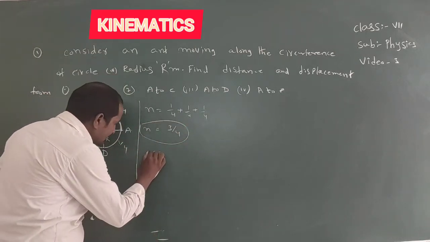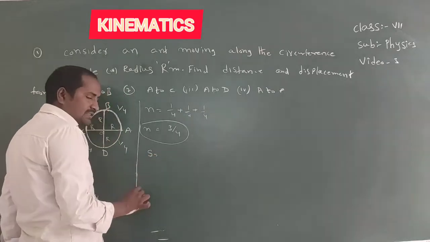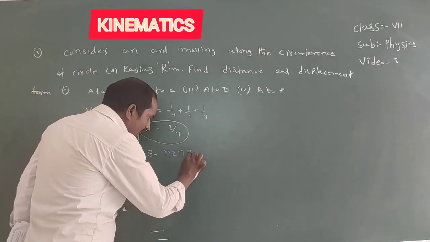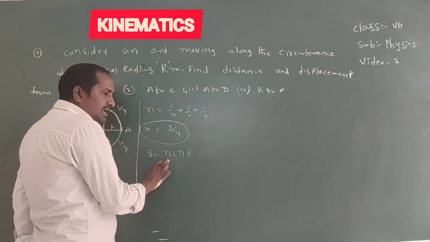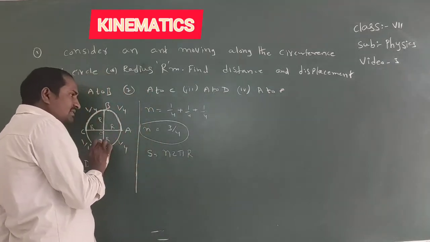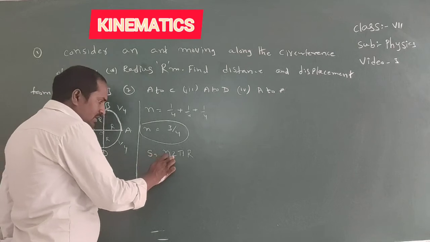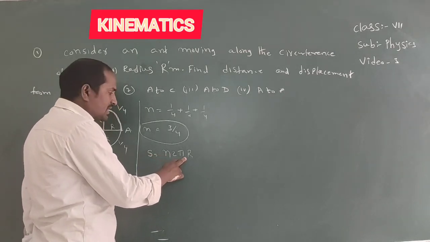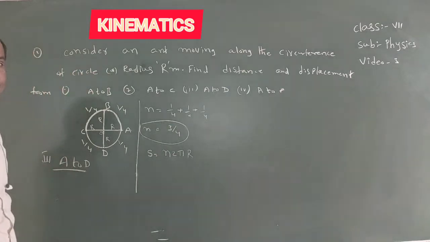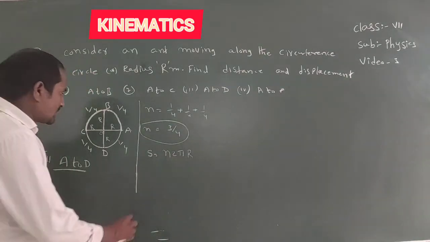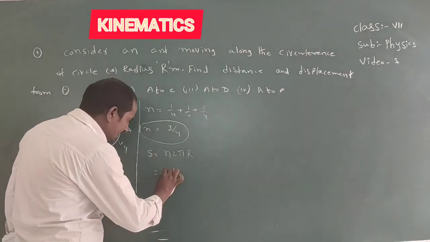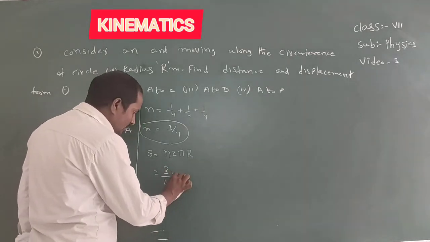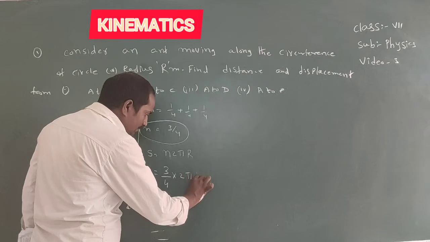Therefore distance, if a body is moving in a circular path, then distance equal to n into 2 pi r. What is n here? n means how many times it is revolving on a circular path, into 2 into pi. Pi equal to 22 by 7 and r means radius of the circle. So here n equal to how much? 3 by 4 times it is revolving on a circular path. 3 by 4 into 2 into pi r.